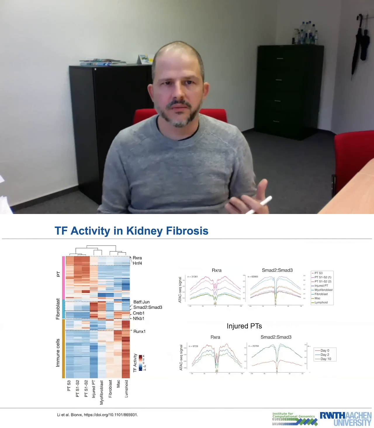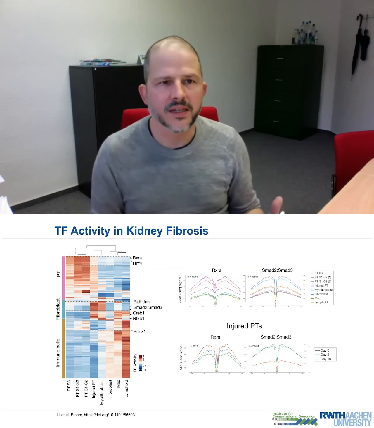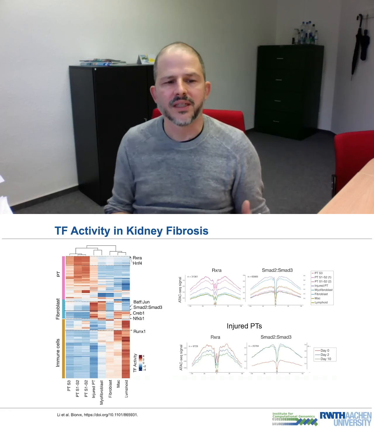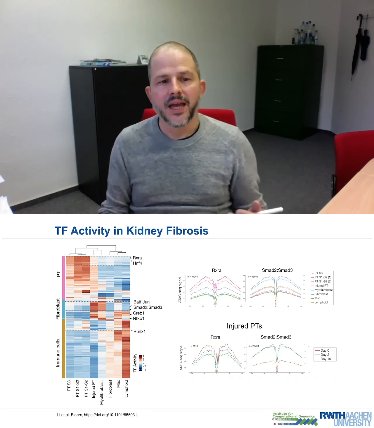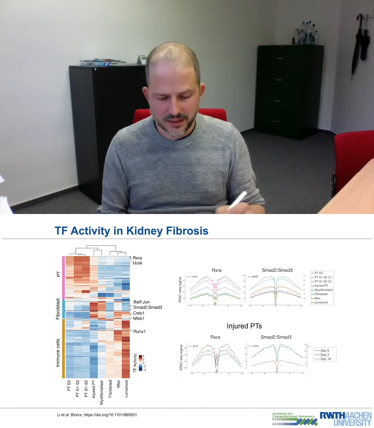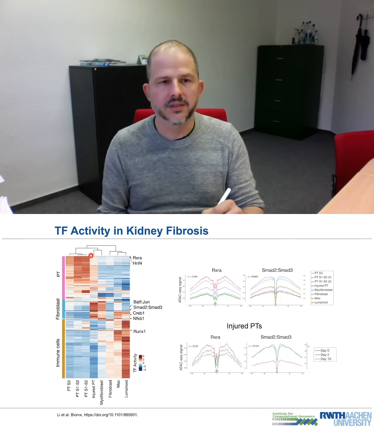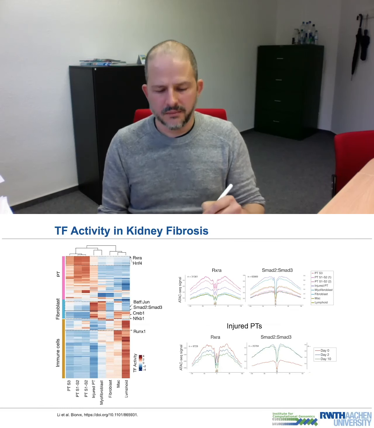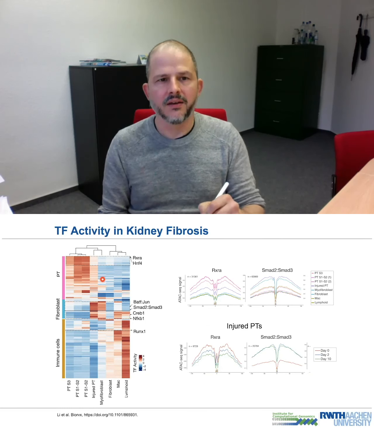Okay, but of course we wanted to understand more, not only to do cell counting. And to do this, we use footprinting analysis to try to predict transcription factor activity in individual cell types. And as you can see here, it was quite interesting that many factors highlighted here are shared across all the proximal tubular cells. But interestingly, for the injured proximal tubular cells, these factors have low activity.